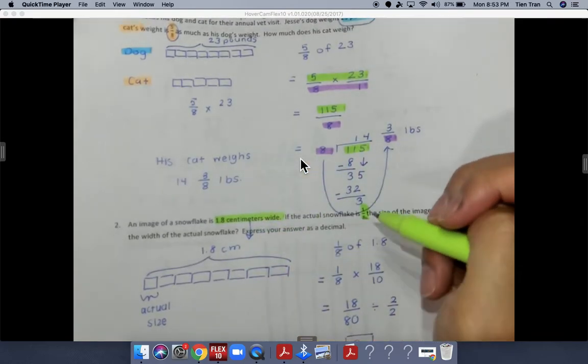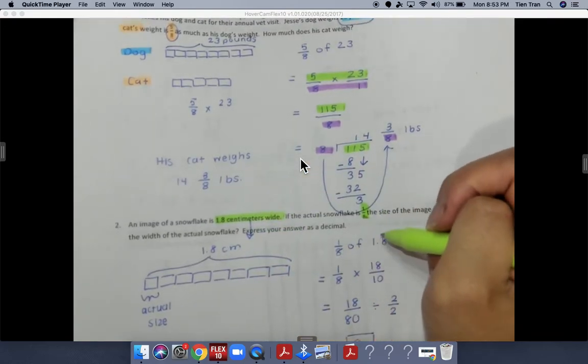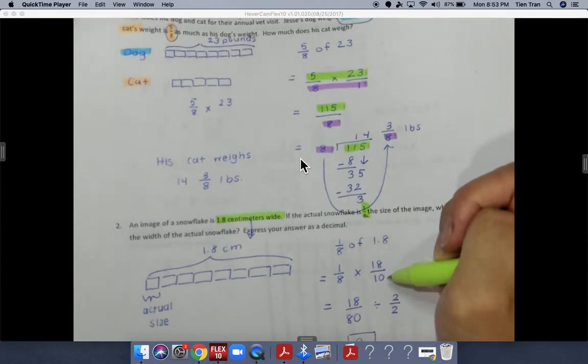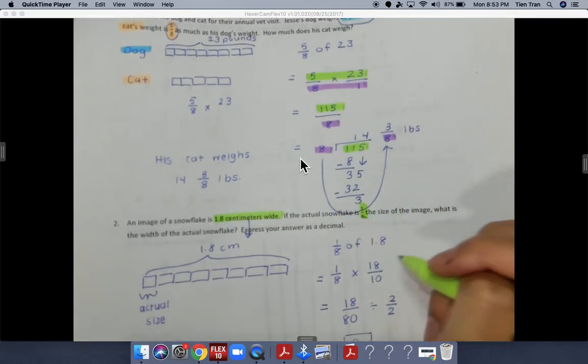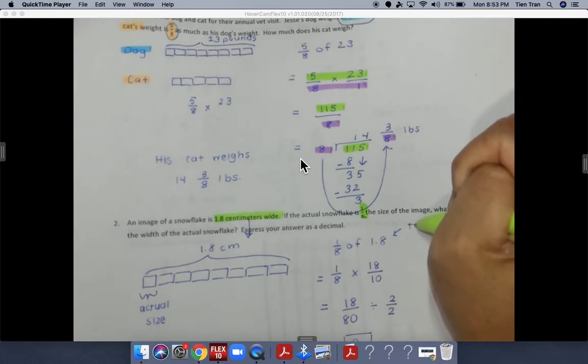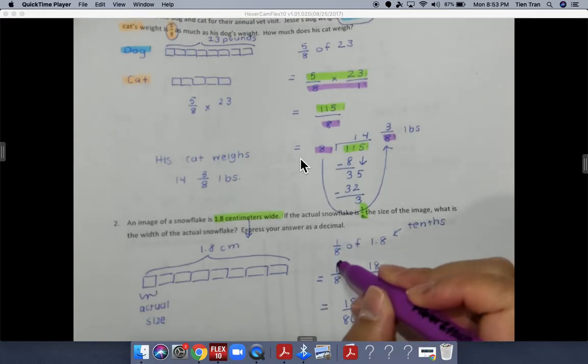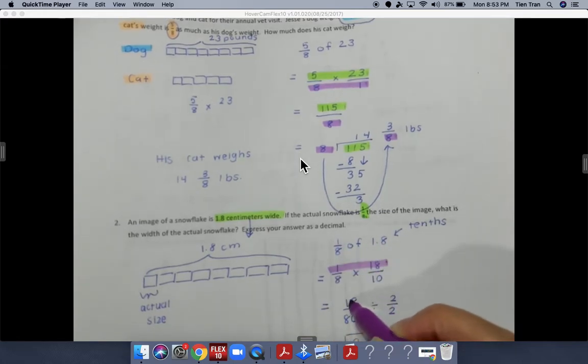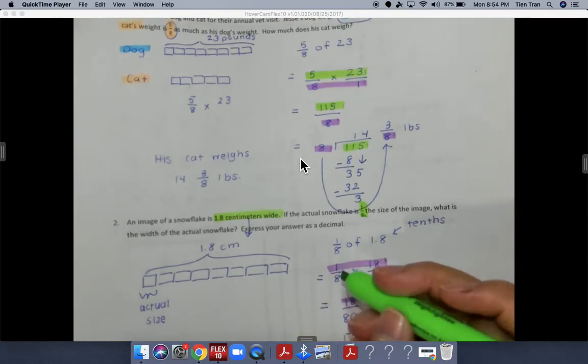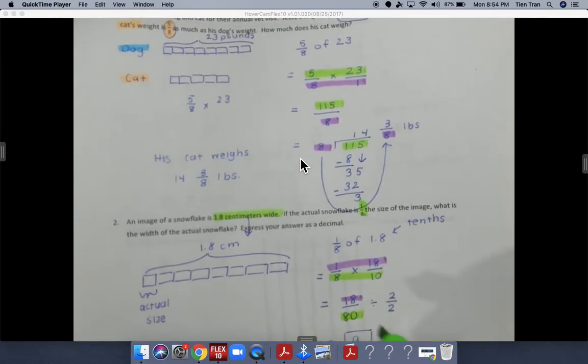And I'm going to be multiplying 1/8 of 18 tenths. So I wrote that down, 18 tenths. The 8 is in the tenths place. That's why I'm calling it 18 tenths. So now I'm going to multiply. 1 times 18 is equal to 18. And 8 times 10 is equal to 80.